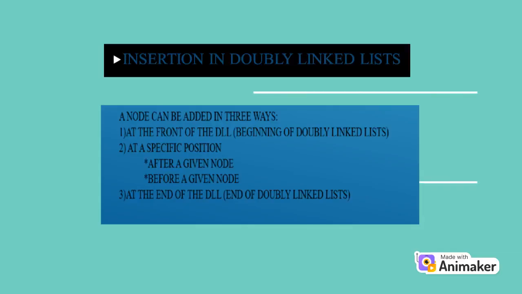In doubly linked lists, insertion takes place in three ways. They are insertion at the beginning, insertion at a specific position, and insertion at the end. The insertion at a specific position takes place in two ways. One is after a given node and the other one is before a given node.